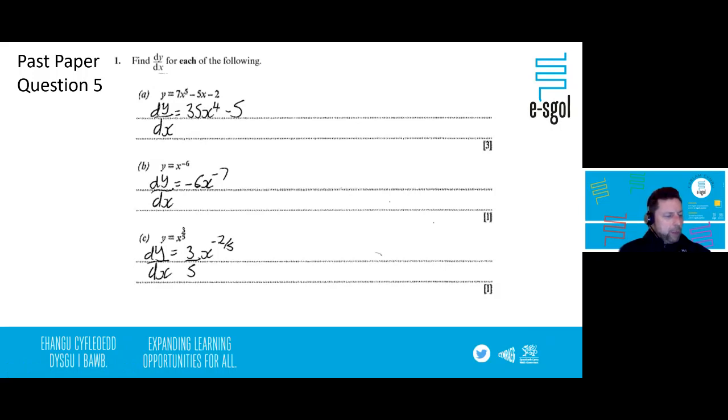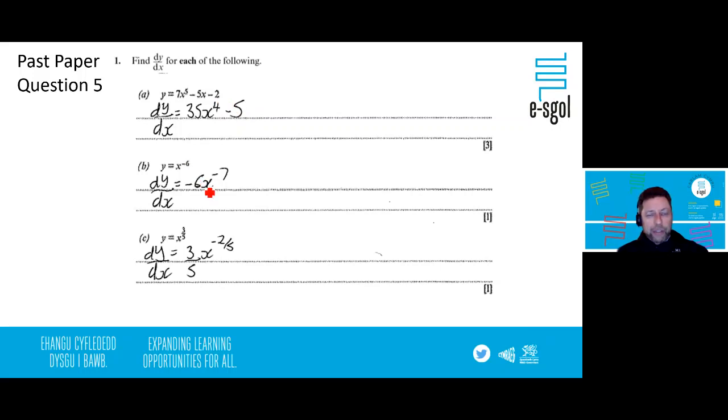Now, it'd be a good idea if you had a look through all those first before I explain each of them, where they came from. Okay, so 7 5s are 35. Deduct 1 from the power, decrease the power, minus 5x. We've seen now anything with x in front of it, you just lose the x because it would go to x power 0. Minus 2 disappears because that gradient is worth 0.